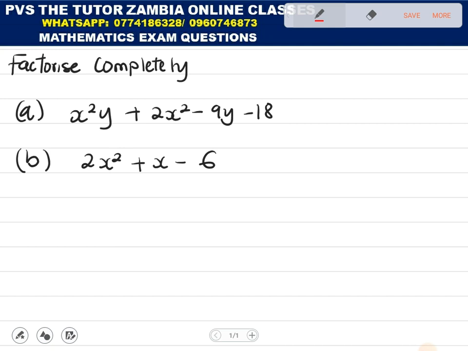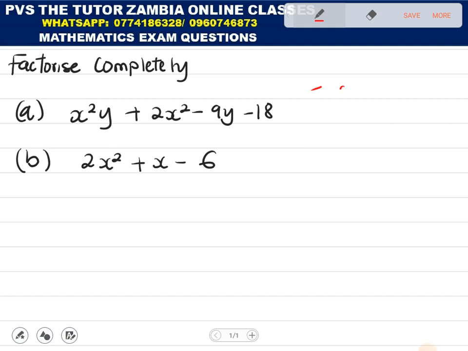Factorize completely: x squared y plus 2x squared minus 9y minus 18. B says 2x squared plus x minus 6. So, as we factorize, what are some of the things that we need to take into consideration?